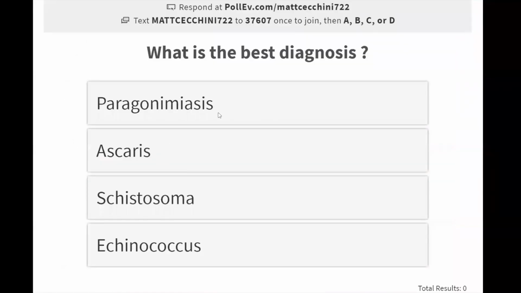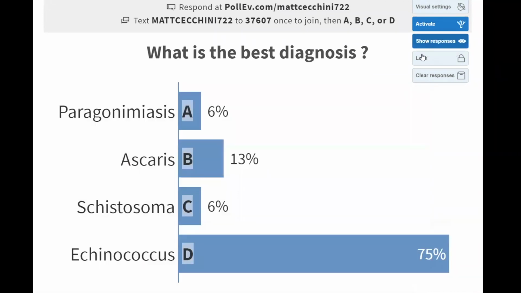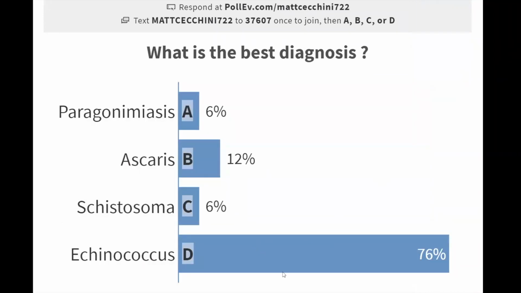That brings us to our first polling question. If you go to Poll Everywhere, you should be able to answer this. What is the best diagnosis for this case? Is it Paragonimus? Is it Ascaris? Is it Schistosoma? Or is this an Echinococcus case? Perfect, we're getting lots of responses here. Great. Yes, that is the answer. This is a case of Echinococcus.